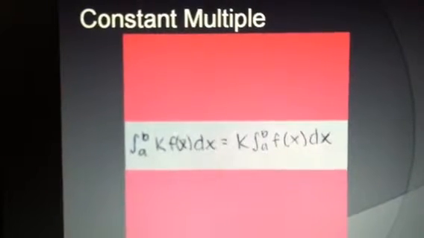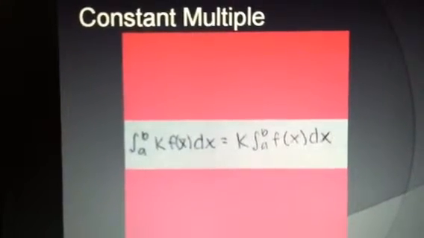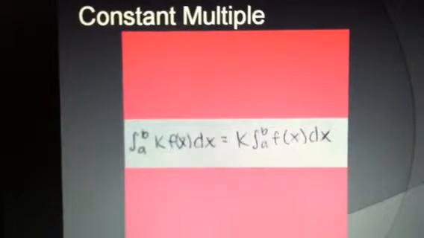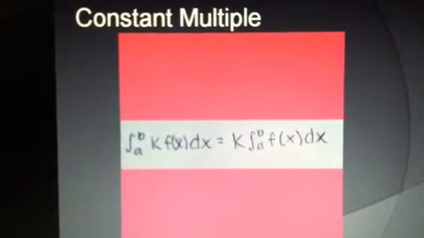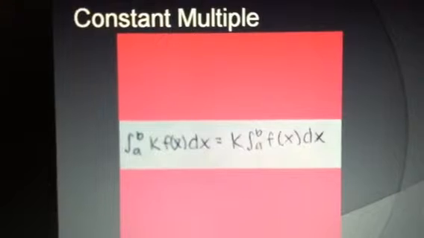The constant multiple means that the integral from a to b of k of f of x dx is equal to k times the integral from a to b of f of x dx. So you just pull out the constant to outside of the integral.